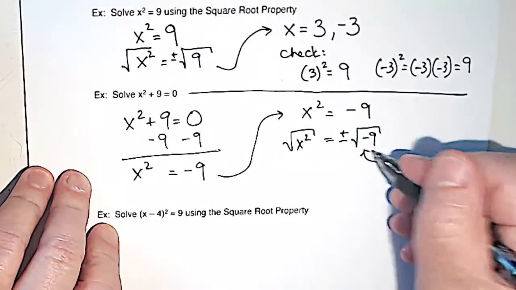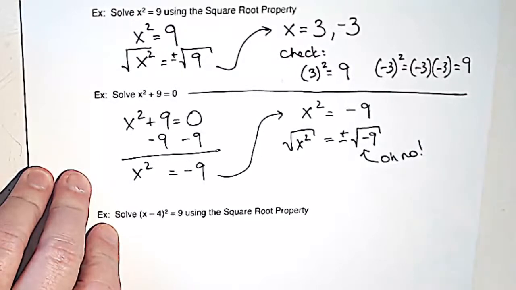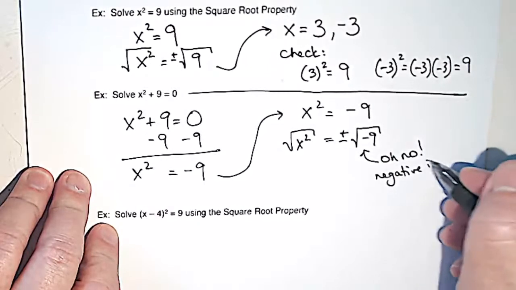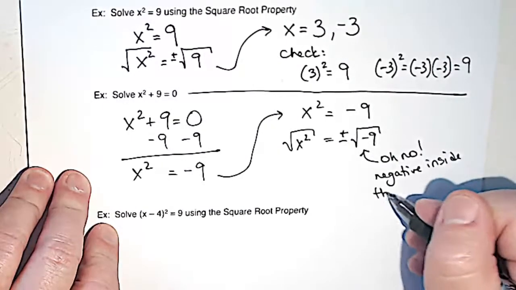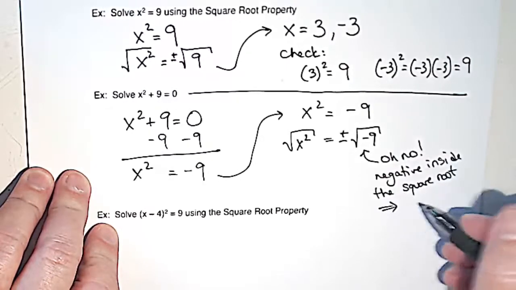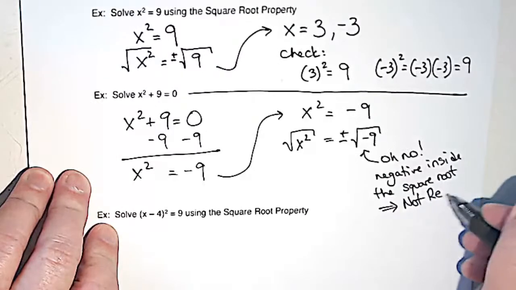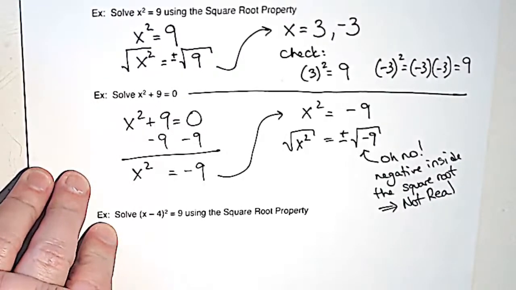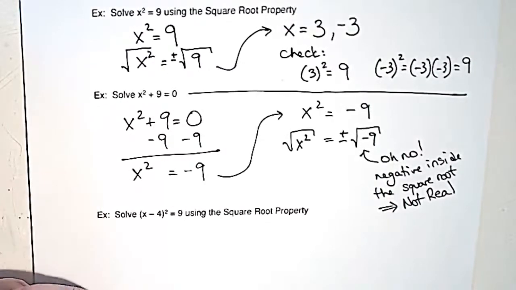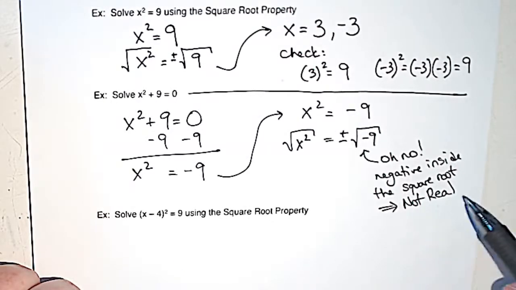But then, oh no, what happened? There's a negative inside the square root. This answer is not real. Now, if you would like, you could also say it's undefined. Technically speaking, that would be a lie. It is defined, but it's defined to be a number that we haven't studied yet. So you're allowed to say it's undefined, or you can just say it's not real, in which case you're absolutely correct. So this is kind of the fancier version of undefined.